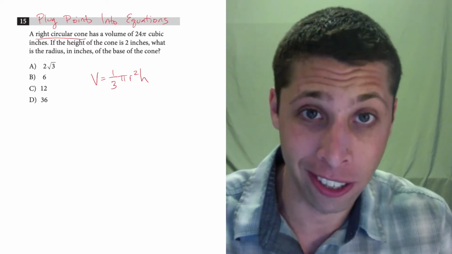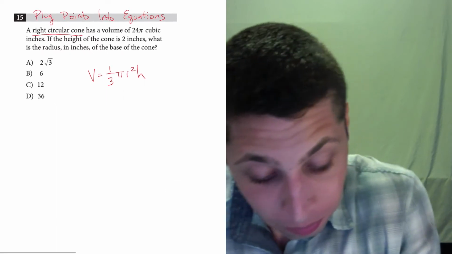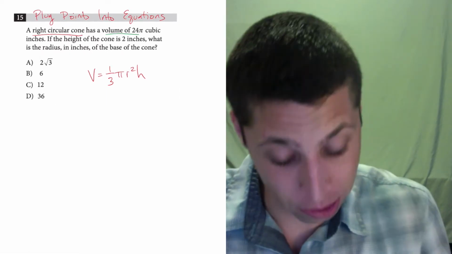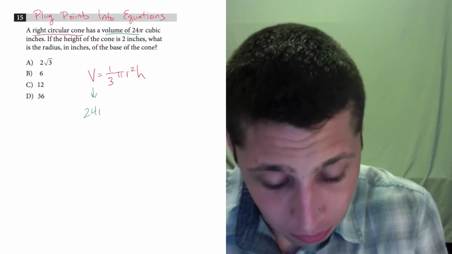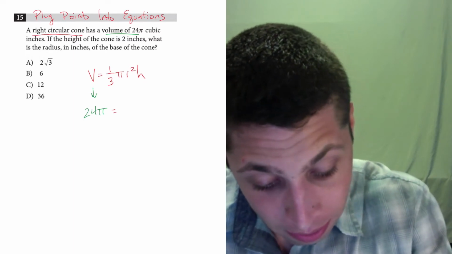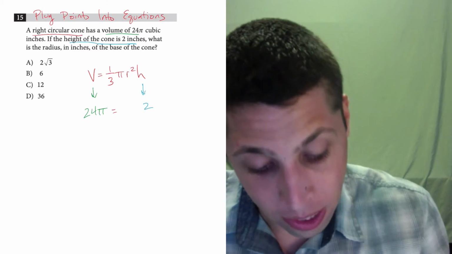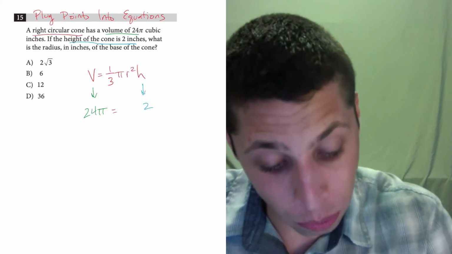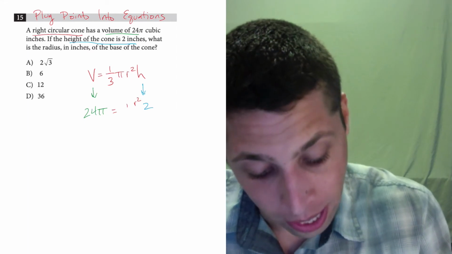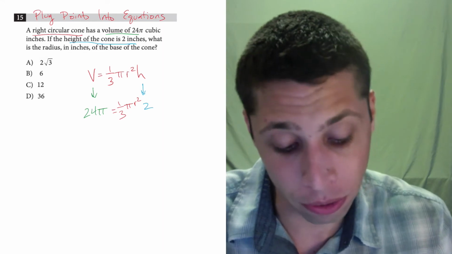It's very versatile. What we have is a bunch of points. The volume is 24 pi. So let's plug that in for the volume. We also are given the height. The height of the cone is 2 inches, so that goes in for the h. What is the radius? Well, we're trying to find the radius. And these other pieces of the formula also don't change. They're just numbers, so we can carry those through.